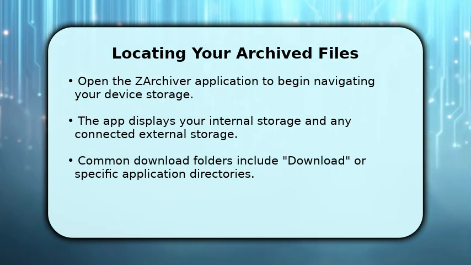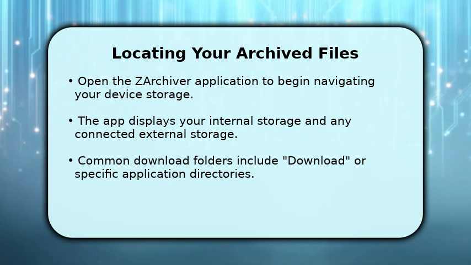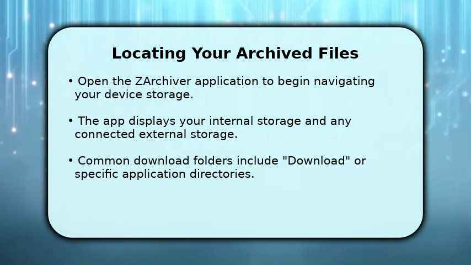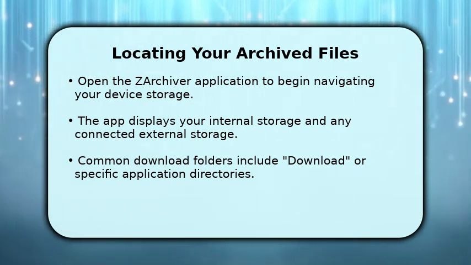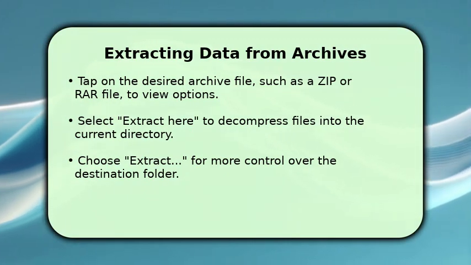Many users find their downloaded archives in the Download folder, but they could also be in specific application directories. Just tap on folders to open them and browse their contents. Once you've found your archive, extracting its contents is simple.